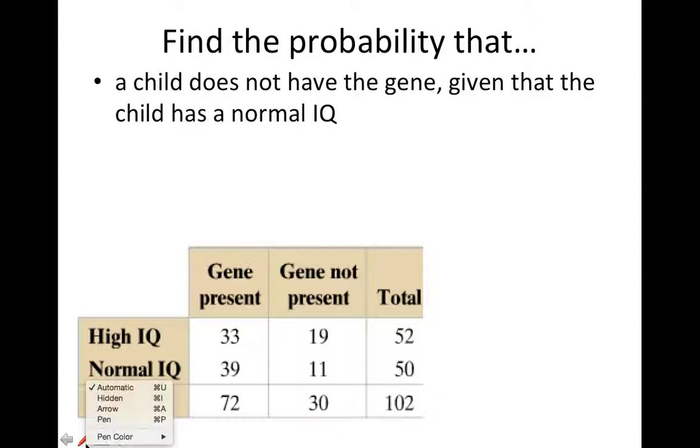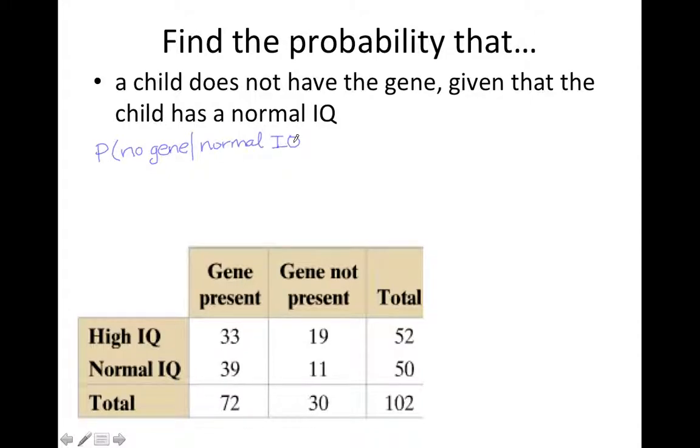Okay, third part of this, just another example. Find the probability that a child does not have the gene given that the child has a normal IQ. So we'll write it out first. Probability that they do not have the gene, so we'll say no gene, given that the child has a normal IQ. Okay, so this is a conditional probability again, and we do want to start with the given statement.